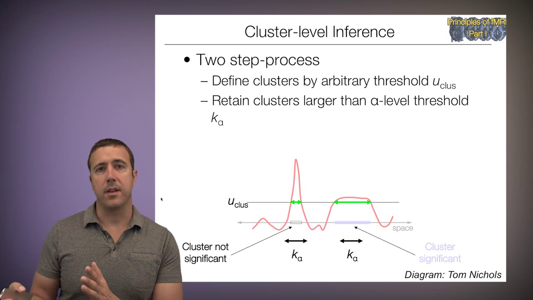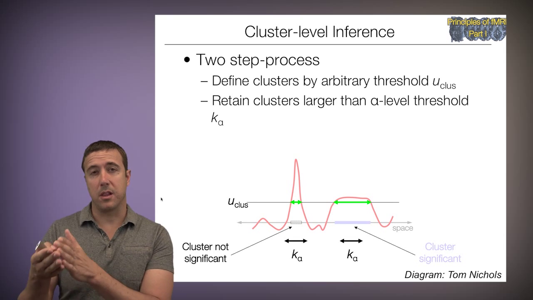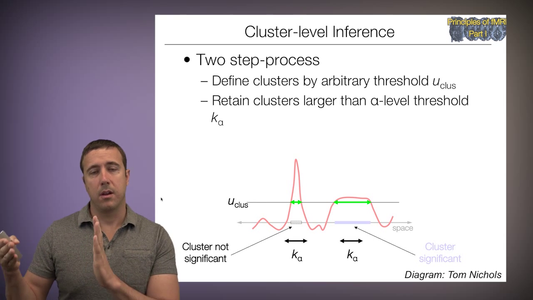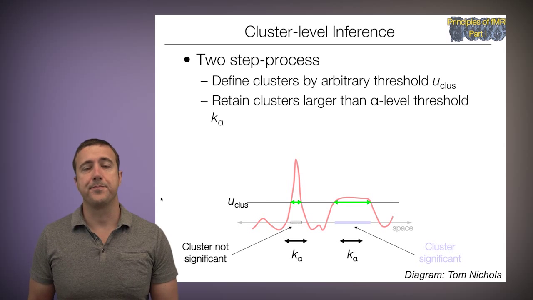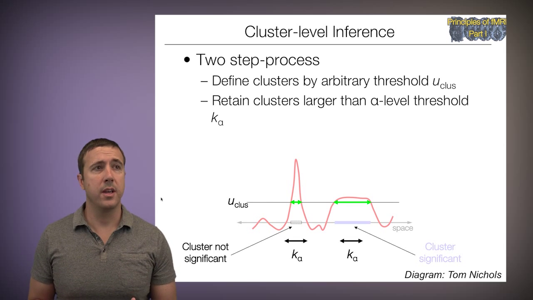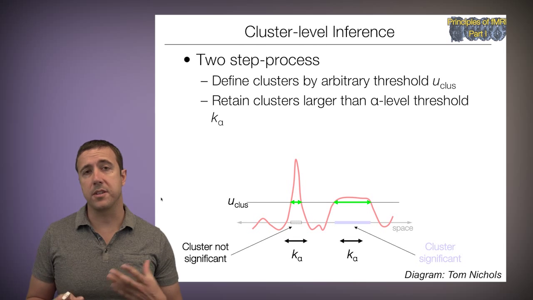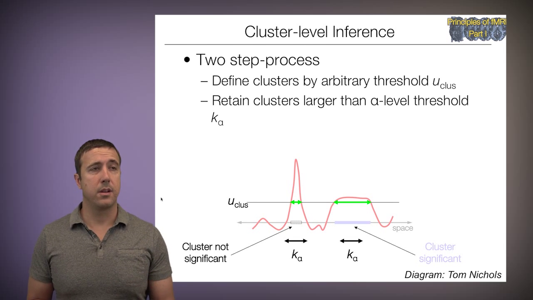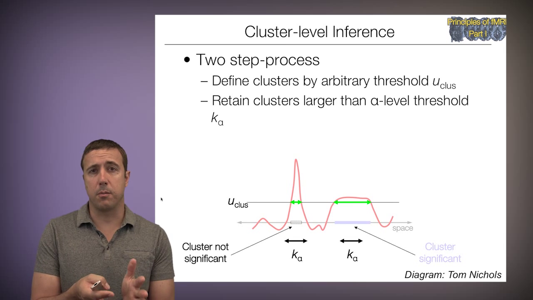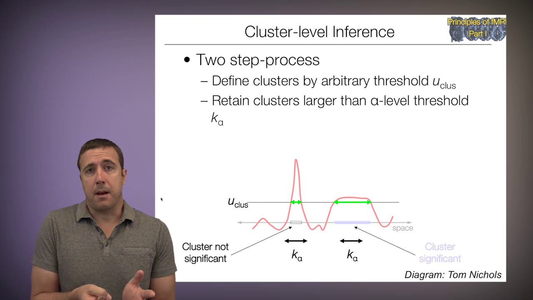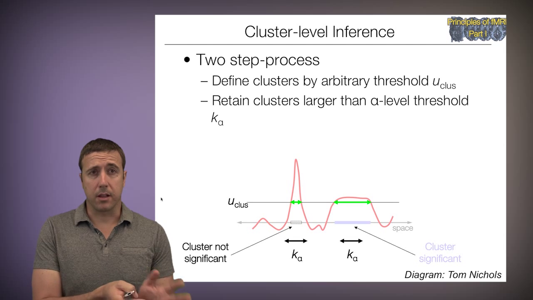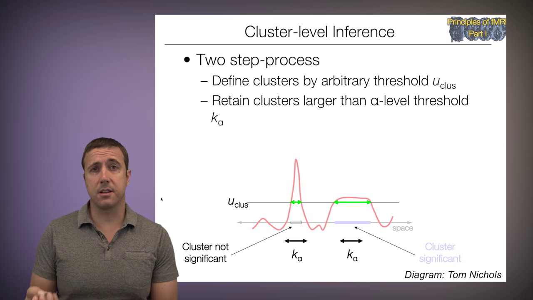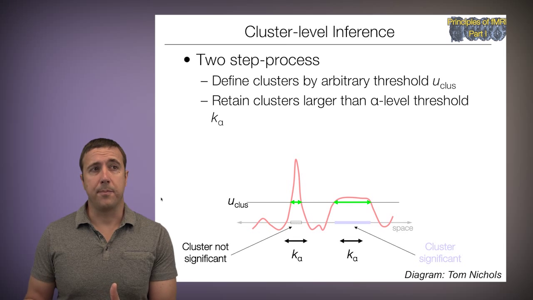Next to that is an area where the statistics are not as strong, but there's a lot of contiguous voxels that have some elevated values. So we set the cluster defining threshold, and that's that black line, and then we look at whatever sticks up above that threshold. Well, on the left, we see there's only a few voxels that are above the threshold, and that may not meet the criteria, so that's not going to be a significant cluster. On the right, even though the statistic values are less strong individually, there's a very large area, and that turns out to be larger than our threshold K sub alpha, so we're going to say that's a significant cluster.